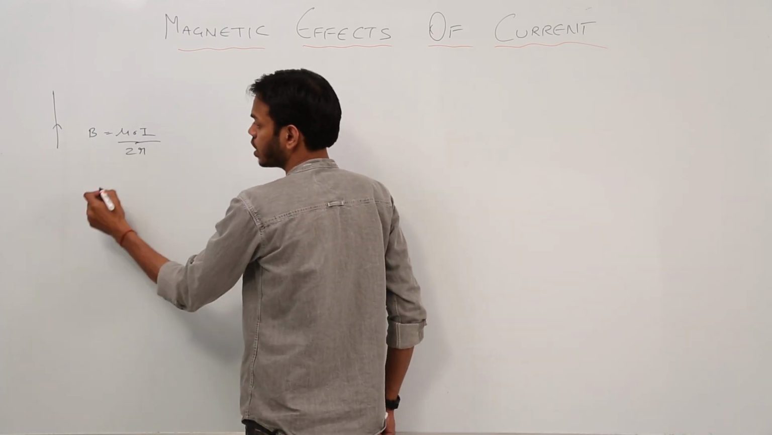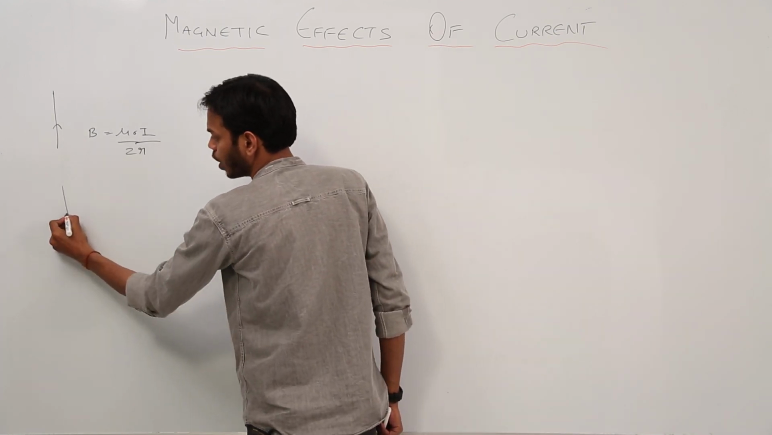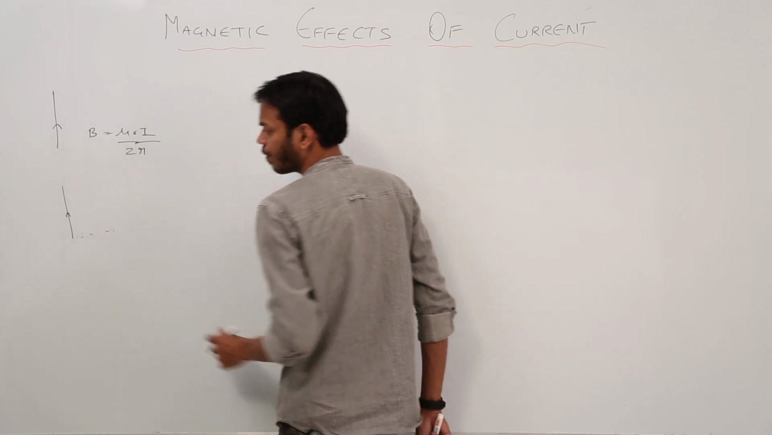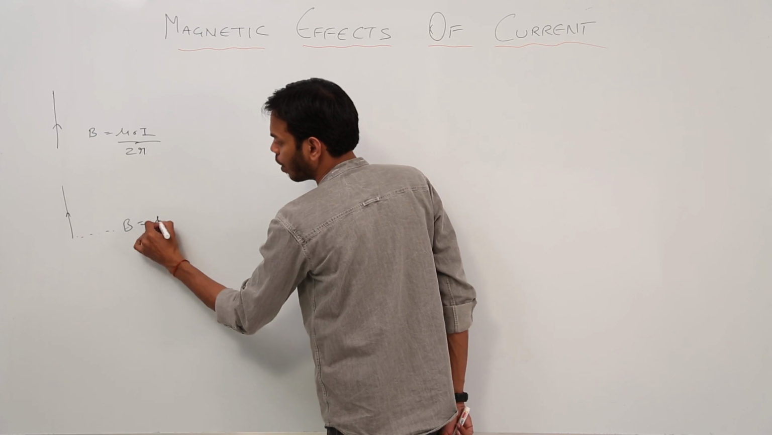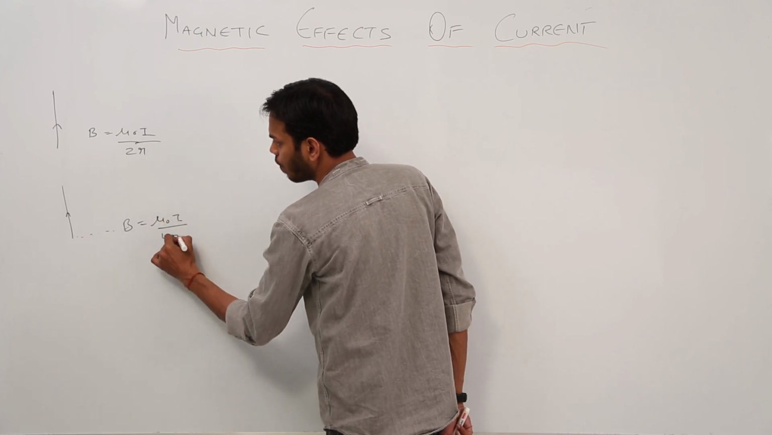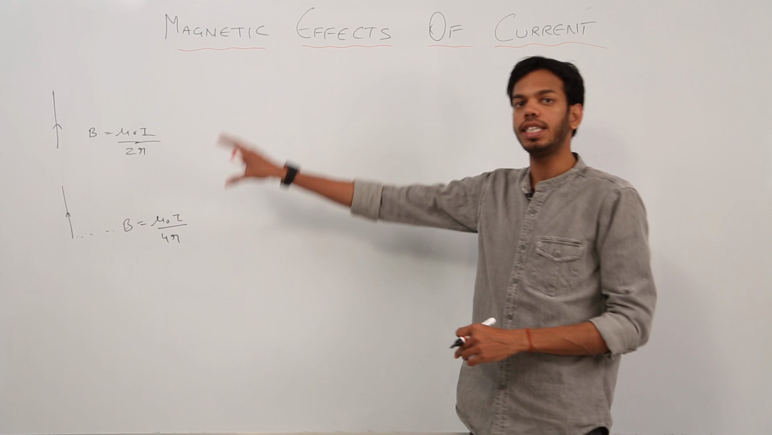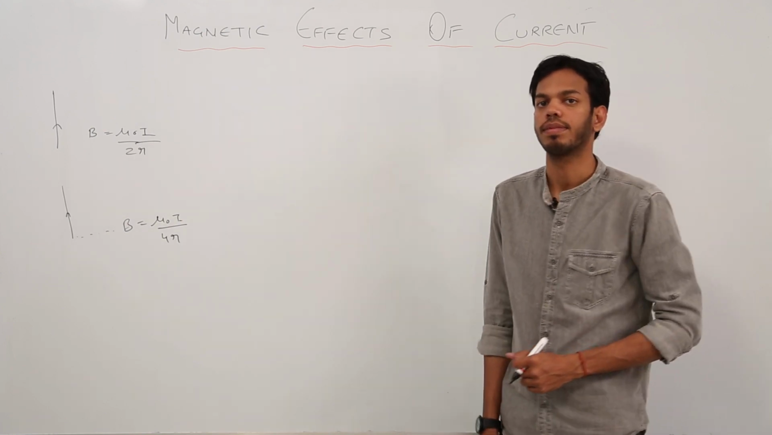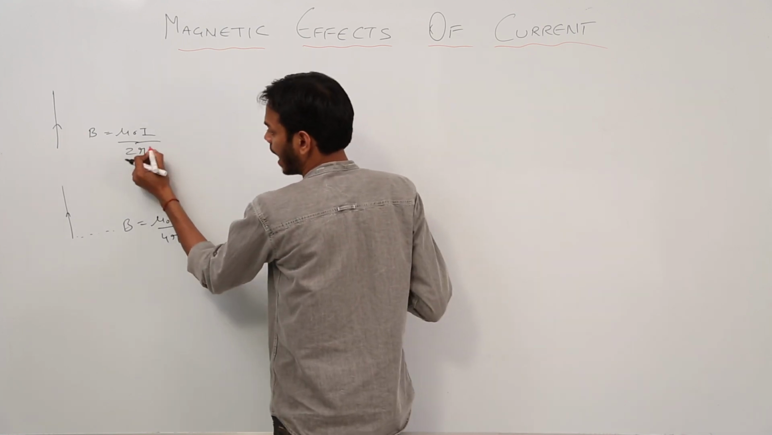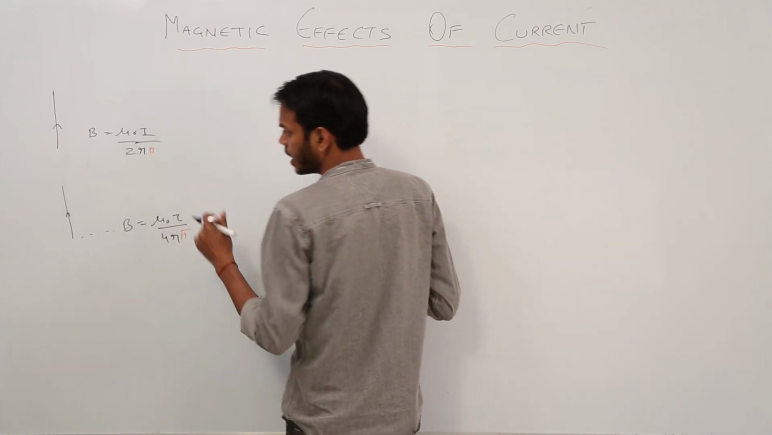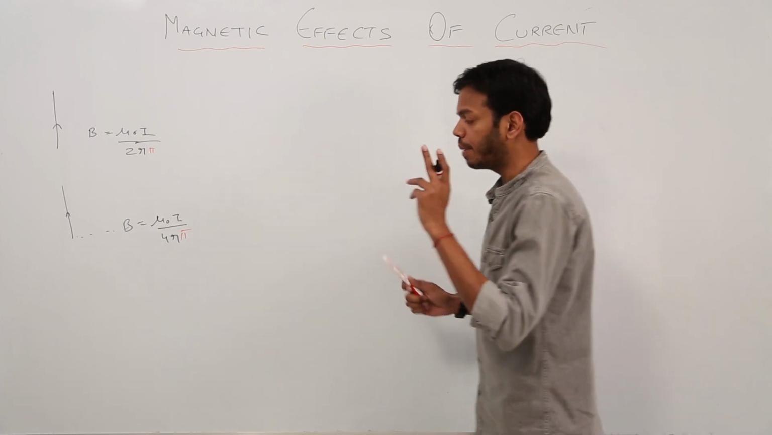Another was the semi-infinite case, when you have the wire and your point of observation is at one of the ends. So this will be taken as semi-infinite. The formula was mu naught I upon 4R. Are these two formulas right? Sure? There is something wrong in this formula. I have not written this word pi. Remember this.